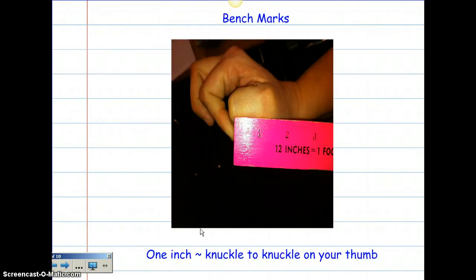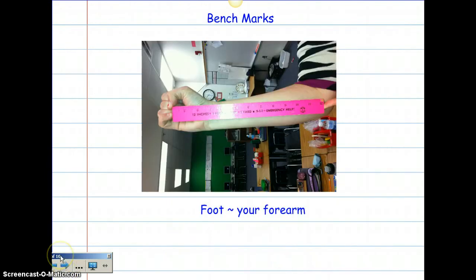Let's look at some benchmarks. A benchmark for an inch is your knuckle, and you go knuckle to knuckle on your thumb. So if you look at this picture, you can see it's knuckle to knuckle on a thumb. Again, not everybody's thumb is the same size, so this is just a benchmark measurement. A benchmark for a foot is your forearm, and if you look at this picture, you can see a foot, and it's this part of your arm. So that's a benchmark measurement for a foot.